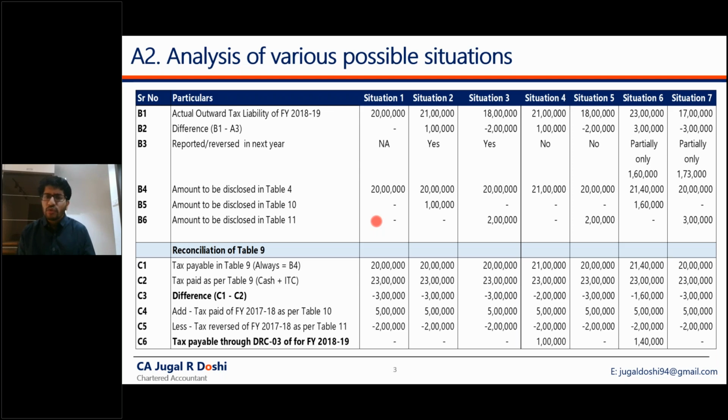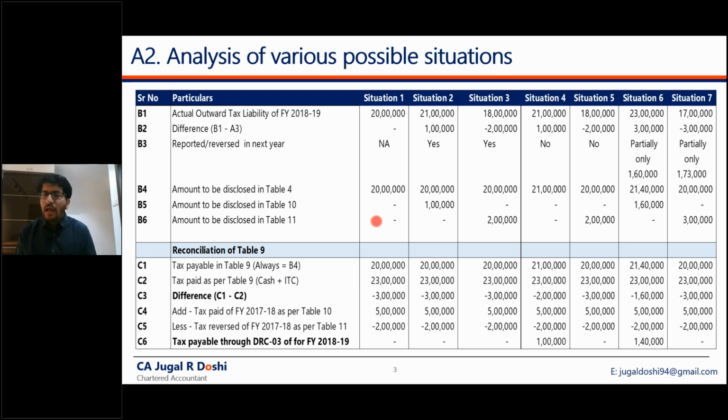Hence, 1 lakh will be reported in table 10 and 20 lakhs will be reported in table 4. It is very important that we should not report 21 lakhs in table 4. Otherwise, in reconciliation of table 9, we will get an additional tax payable of rupees 1 lakh, which should not be the case because we have already paid the same.